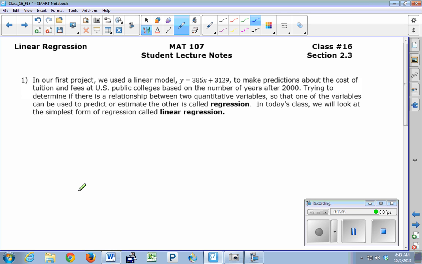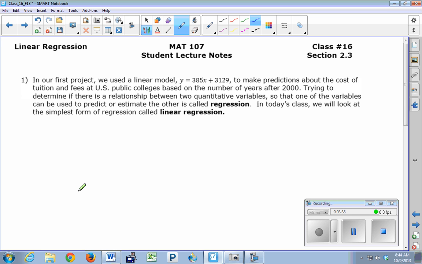So whenever we try to determine a relationship between two quantitative variables so that one of the variables can be used to predict, and when I say predict, that means you're going outside in either direction of your data set. You're either going further into the future if it's like this situation, or into the past. Or estimate is when you stay inside your data set. Okay, so you're either going to use one variable to predict or estimate the other. This is what we call in general regression.